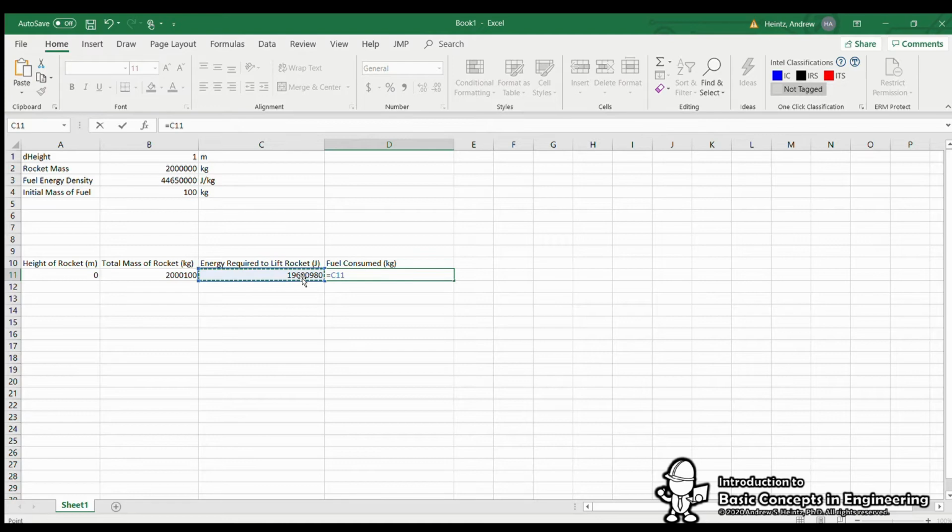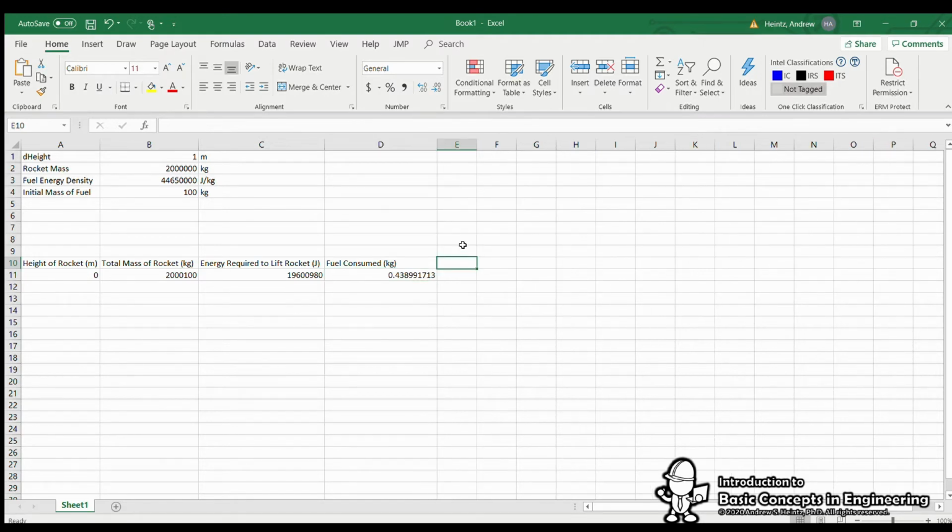So we're going to reference this cell, and we are not locking this because we do want it to be this cell, divided by the energy density. We do need to lock that, of course. All right, so what that is telling us is that in order to lift our rocket by 1 meter from 0 to 1, we are going to consume roughly 0.439 kilograms of fuel.